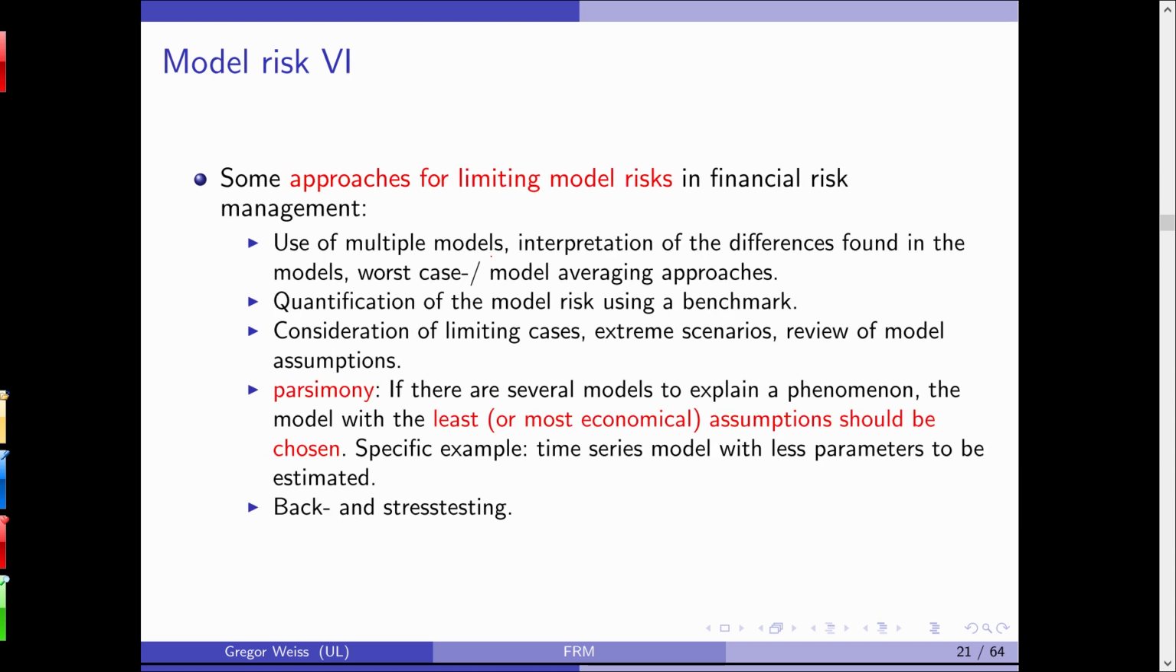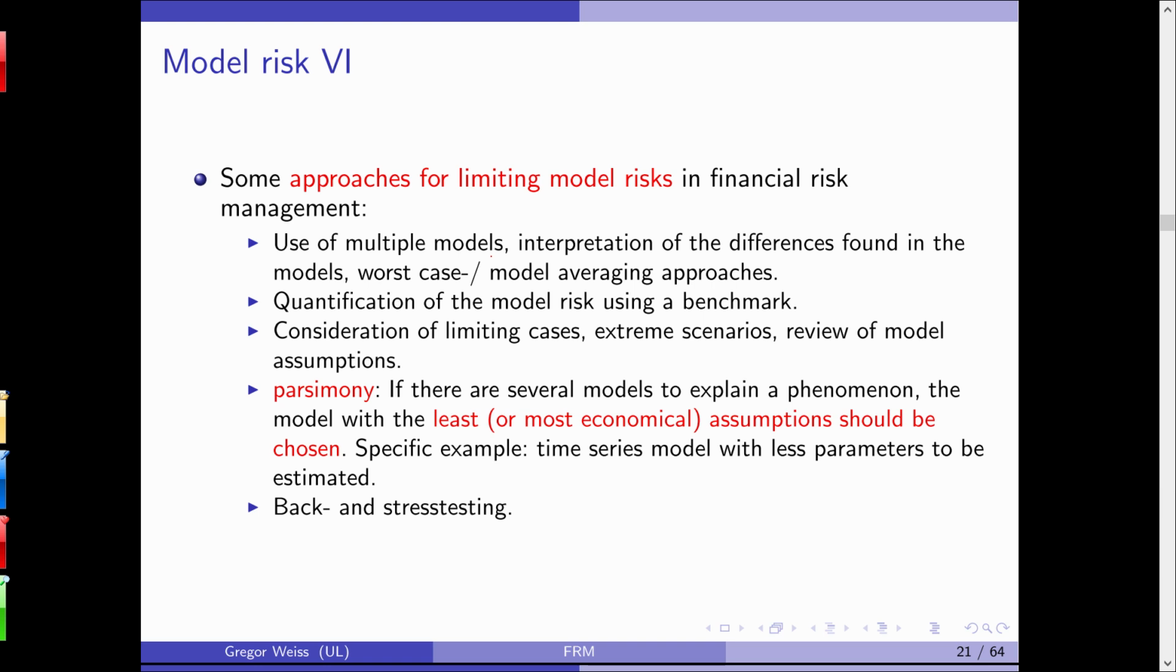Some approaches for limiting model risk. First of all, you can use multiple models. By using multiple models and by interpreting the differences that different models put out, you might be able to find the worst case, the best case scenario. You can try to simply average the results of multiple models. And there are some interesting things you can do here. But the basic idea is just trial and error, try out many models and see what comes out of it.